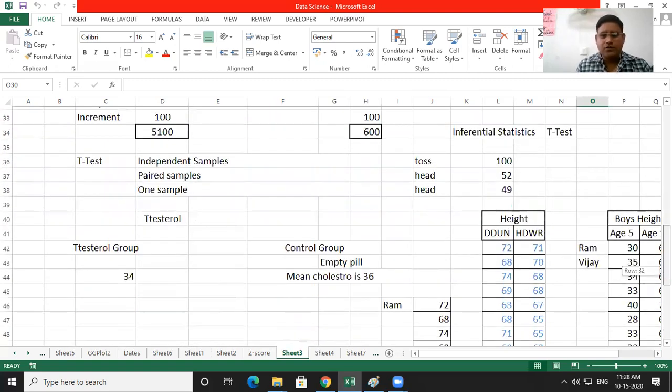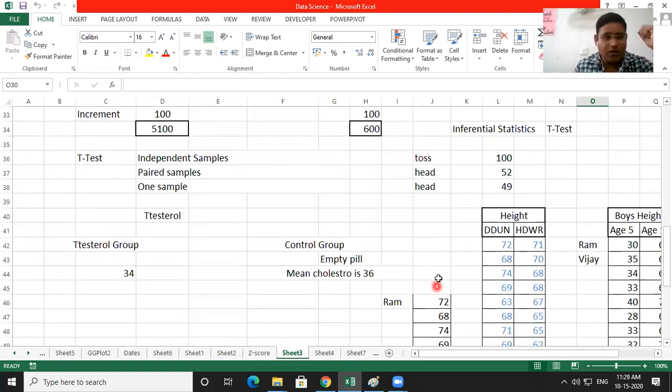Okay. So firstly we'll take t-test. So there are three types of t-test. Number one is independent samples. Number two is paired samples, and third one is one sample. Okay. So now what is independent sample?